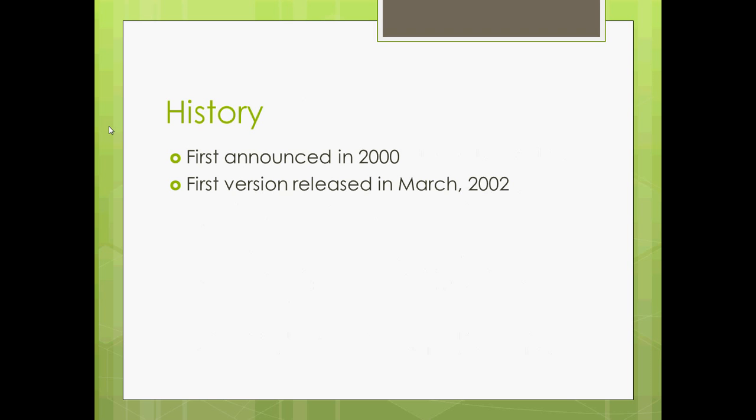Coming to the history, .NET was first announced back in 2000, and from then up to maybe about 1.5 years it was in beta phase, and then it was finally officially released in March 2002. I believe this is the history that is required, and I don't think you would need more than this. So I will directly move on to the next slide.